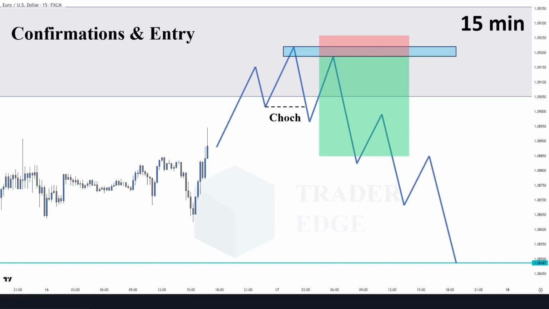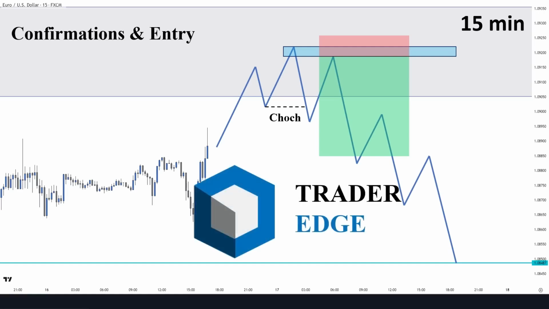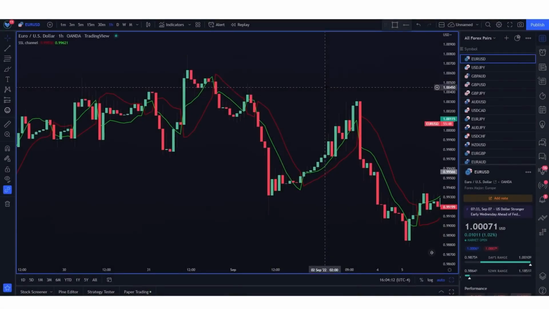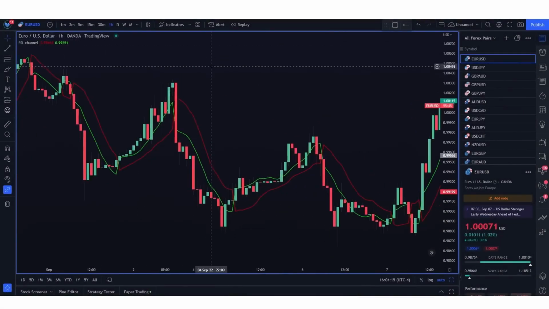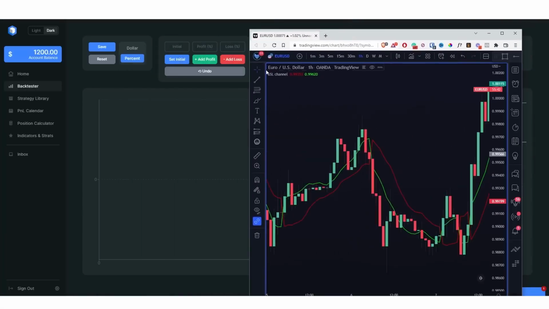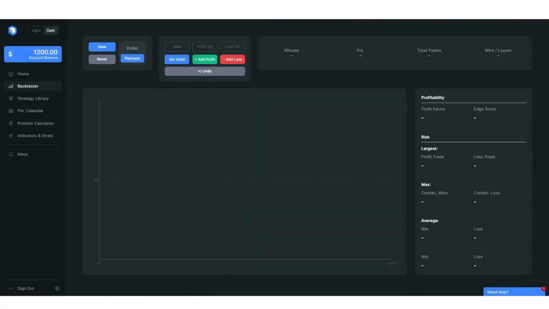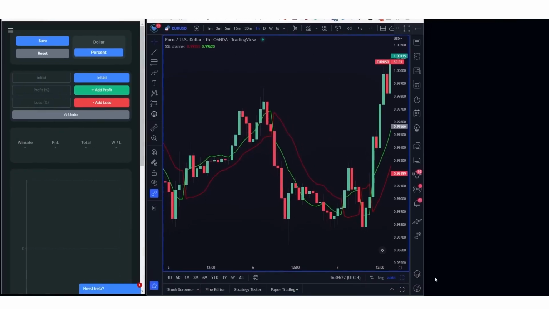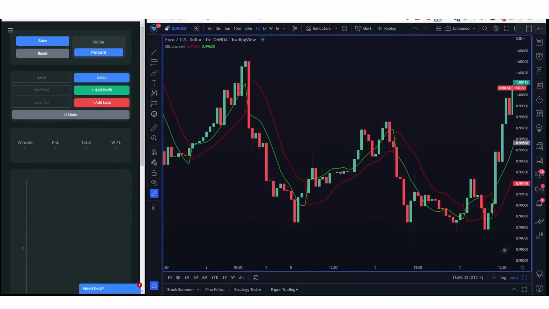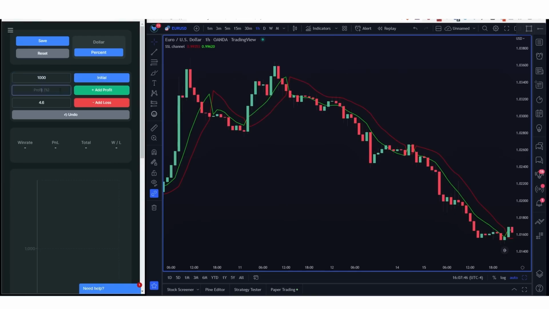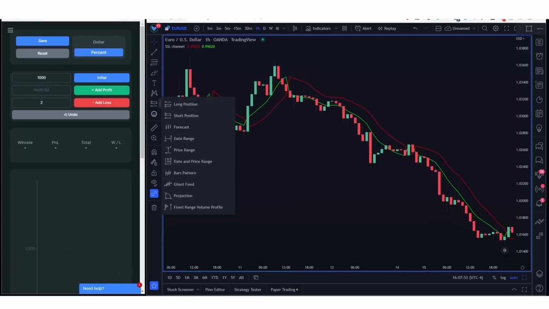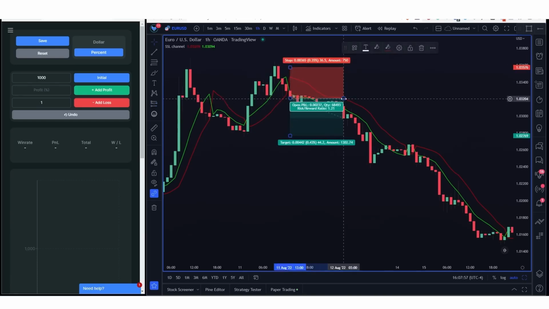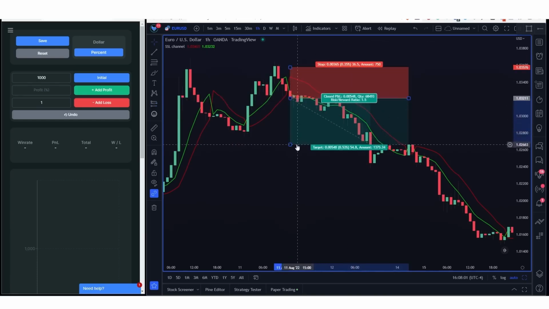That's why we use Trader Edge to backtest and keep track of all trades. Let's suppose we want to backtest crossover trading setup on the euro-dollar in 1 hour time frame. We will first set up the chart on TradingView and adjust it. Then we will open Trader Edge's backtester and arrange it next to the chart. Here we will input our starting balance and risk per trade, which we've set to 2%. You can change this to any value you prefer, whether in dollars or percentages, for each individual trade.